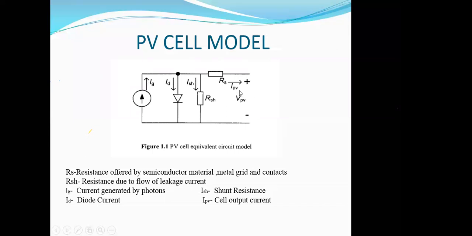The output which we are getting is IPV, and KCL. Almost everyone will be knowing that, even class 12 students and BTech students will be knowing KCL, Kirchhoff's current law. So this IPV which we are getting is nothing but IG minus ID minus ISH. It is okay. IPV is nothing but IG minus ID minus ISH. So we're writing this equation.